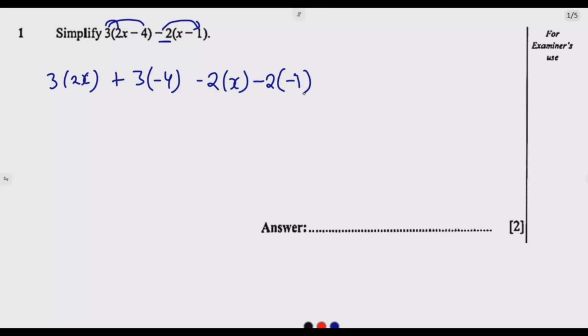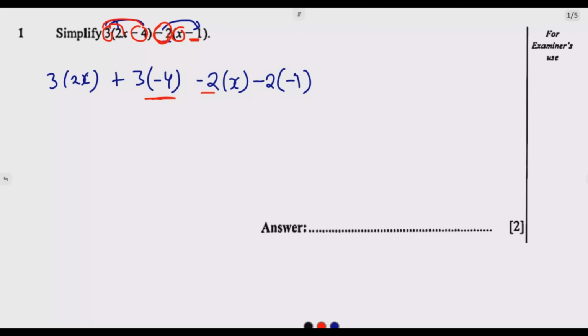If you notice, I multiplied 3 and 2x, then the same 3 with negative 4, which is this one. Then I got this negative 2 multiplied by x. Then I got this negative 2 multiplied by negative 1. There you need to pay particular attention.